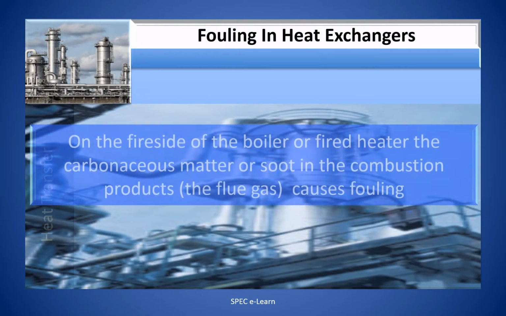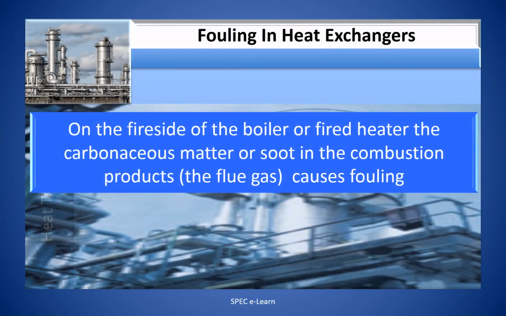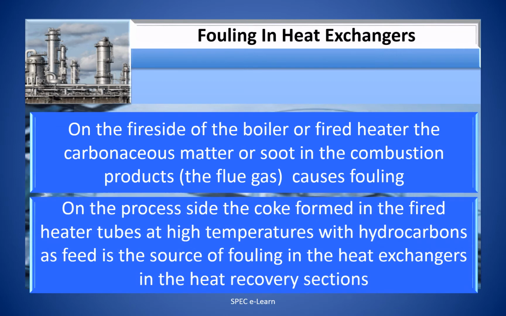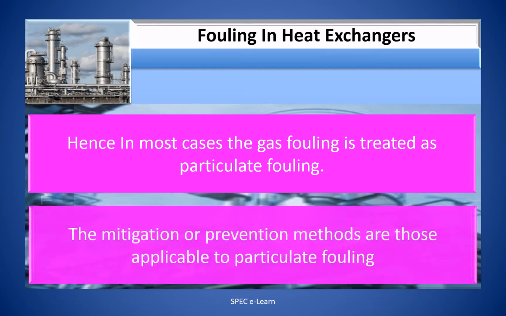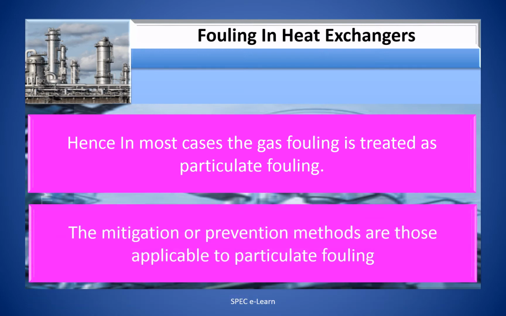On the fire side of the boiler or fired heater, the carbonaceous matter or soot in the combustion products causes fouling. On the process side, the coke formed in the fired heater tubes at high temperatures with hydrocarbon as feed is a source of fouling in the heat exchangers in the heat recovery sections downstream. Hence, in most cases, the gas fouling is treated as particulate fouling. The mitigation and prevention methods are those applicable to particulate fouling.